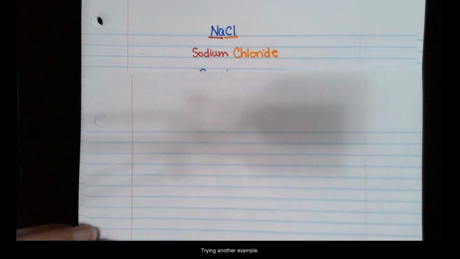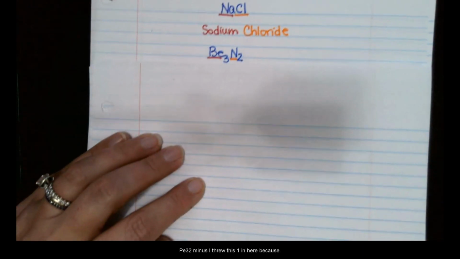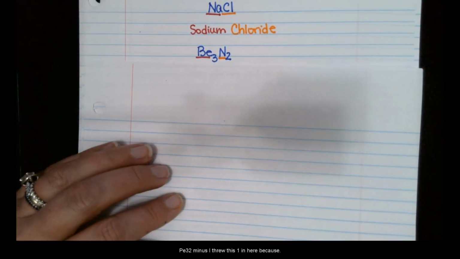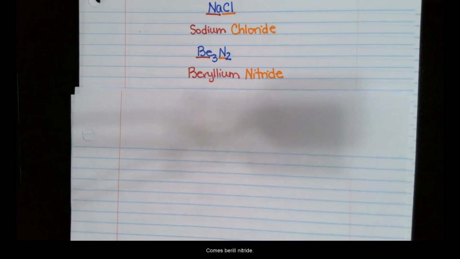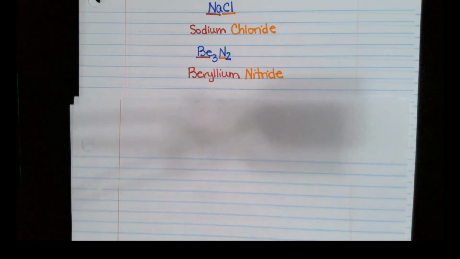Let's try another example, Be3N2. I threw this one in here because it looks tricky, but it's similarly easy. The 3 and the 2 you don't touch. You're only looking at the element. Be is in column 2, so it is a non-transition metal. So you're just going to use the full name for it. It's beryllium. And N is nitride. So it becomes beryllium nitride.